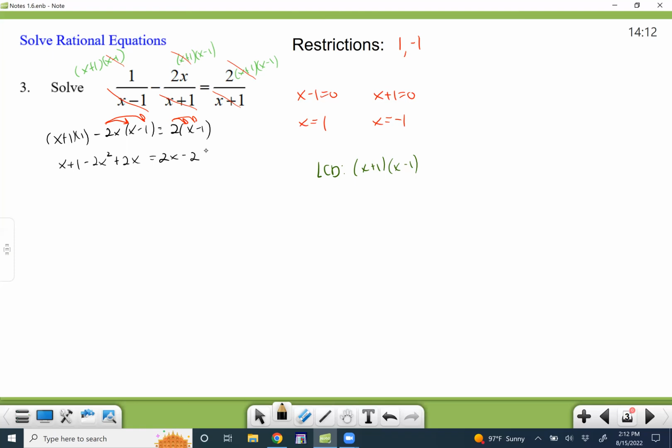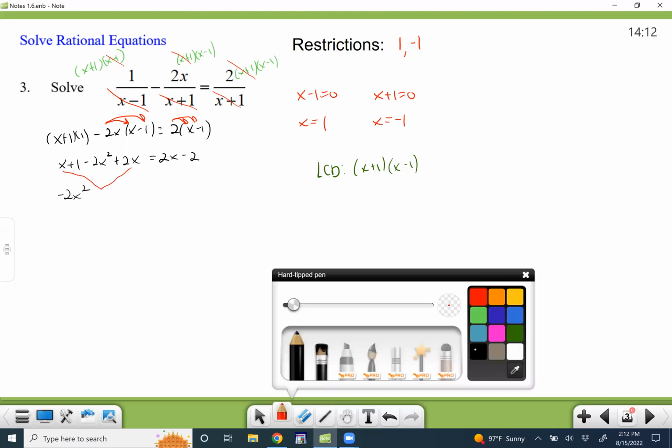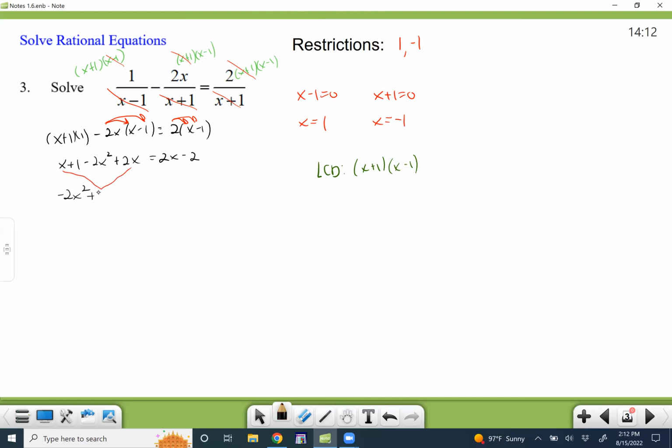And then we are going to combine like terms on the same side of the equal sign. I'm going to go from highest exponent to lowest, so I'm going to write this -2x squared first. Then after that, I'm going to combine these two x's together, and then the plus 1.